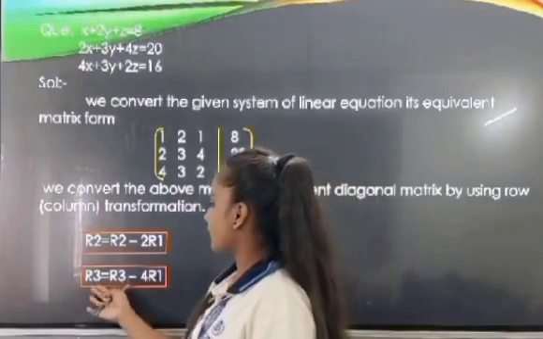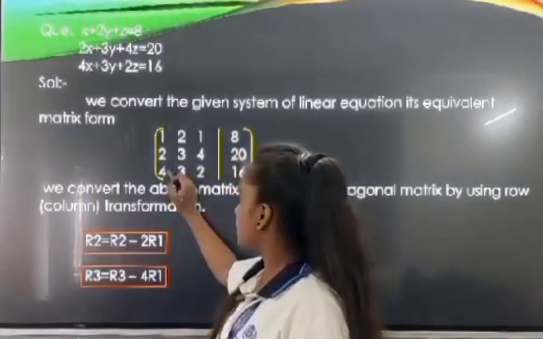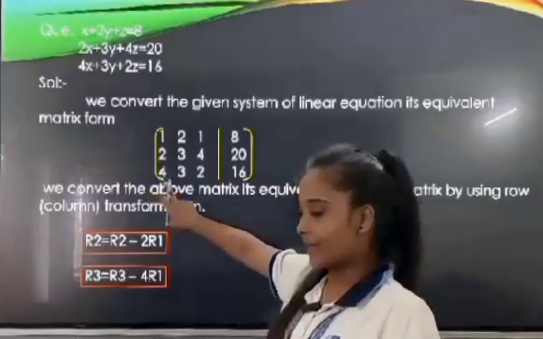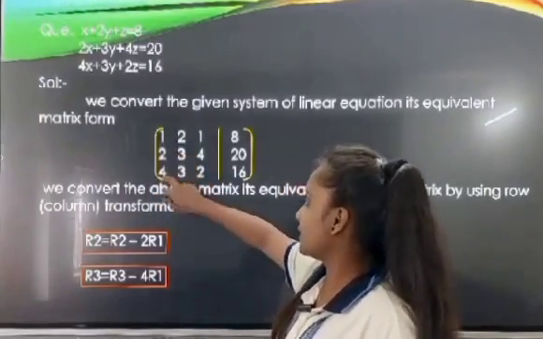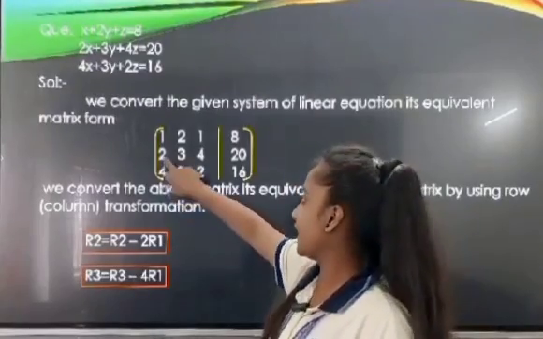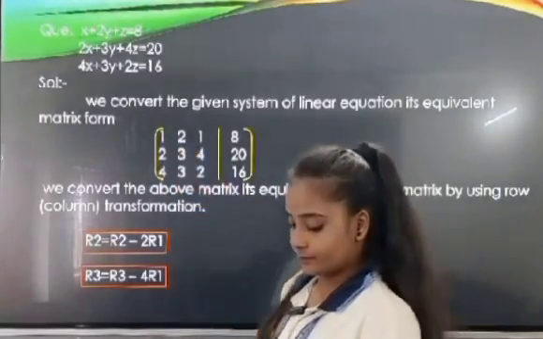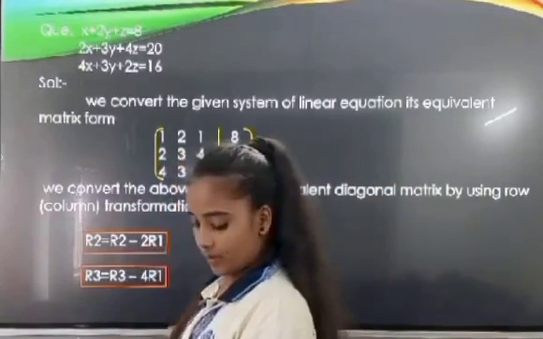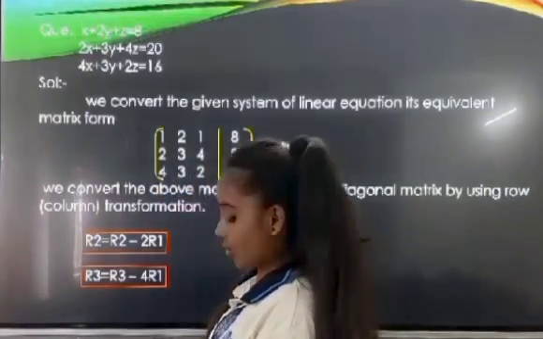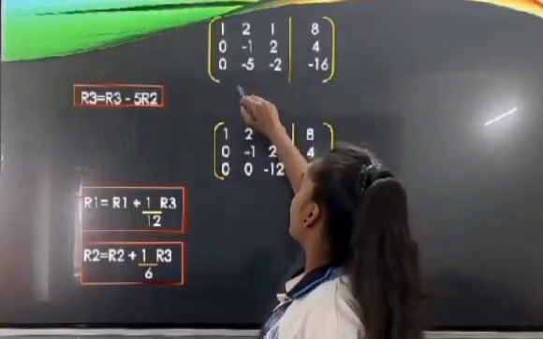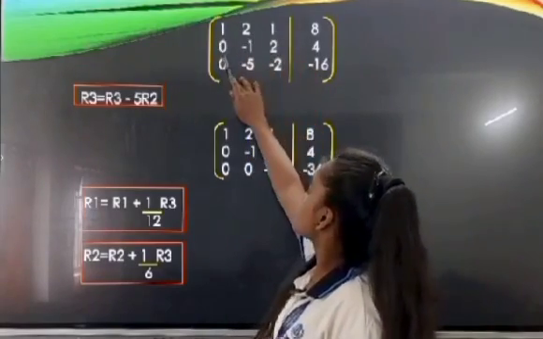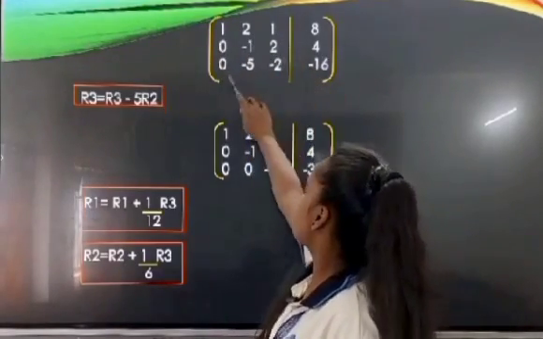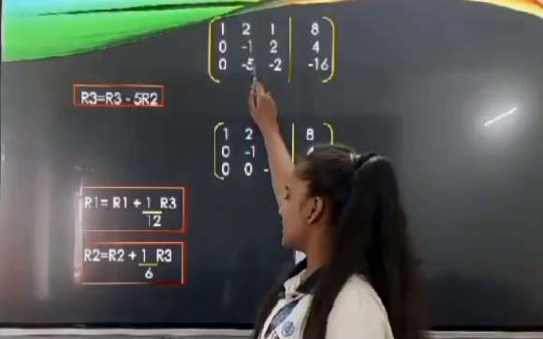And the second formula, for making this entry 0, is R3 is equal to R3 minus A31 upon A11 R1. The value of A31 is 4 and A11 is 1. So by using both formulas, we change these rows. By changing the rows, we now get 1 2 1 8, 0 minus 1 2 4, 0 minus 5 2 3 ... 8 3 2 0.